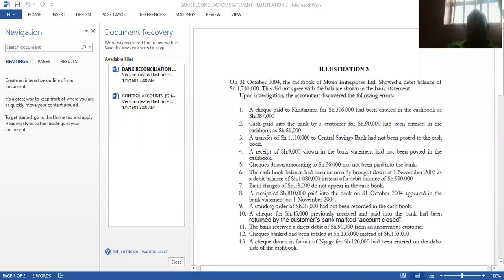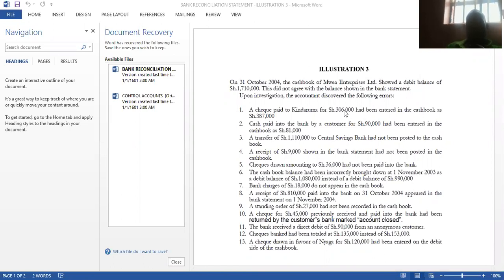Hello class. Today I want us to look at the last illustration with regard to the bank reconciliation statement. It has been shared in your e-learning platform, both the question and the solution. But let me take this opportunity to take you through it for better understanding.